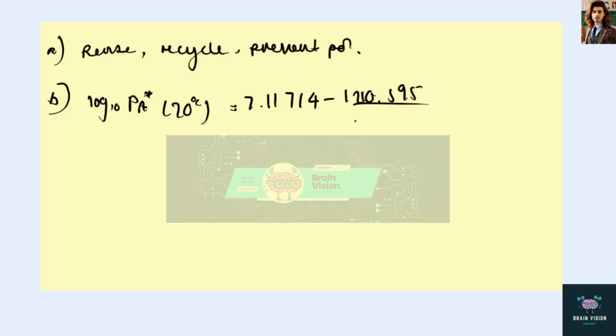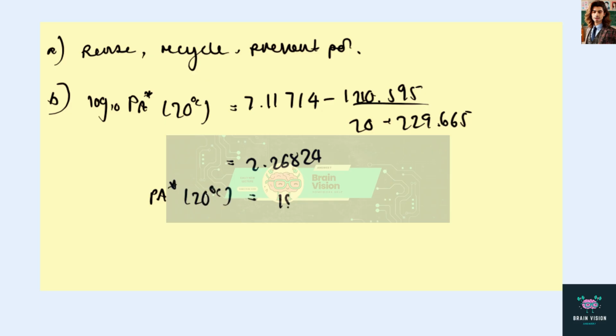0.595. Divide that by 20, add 229.665, 2.26824. And we get PA star at 20 degrees is equal to 184.6 millimeters of mercury.